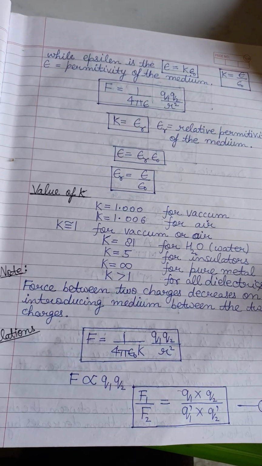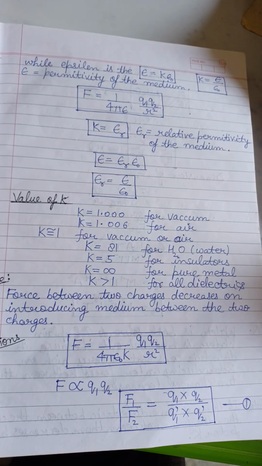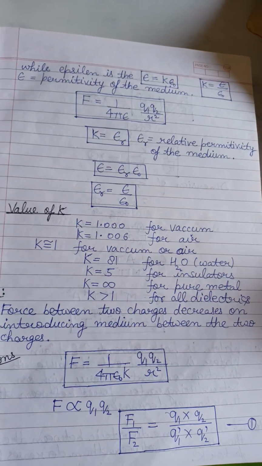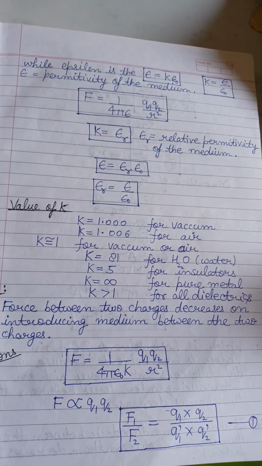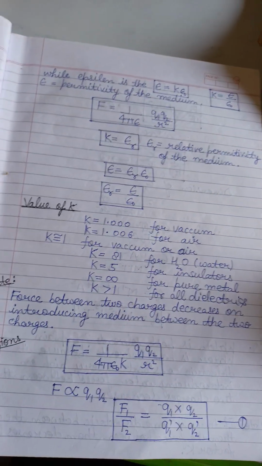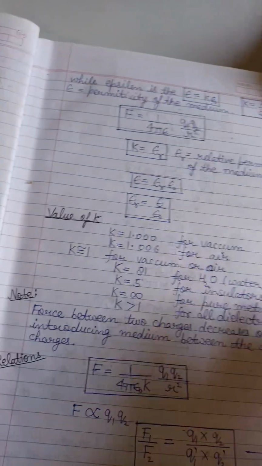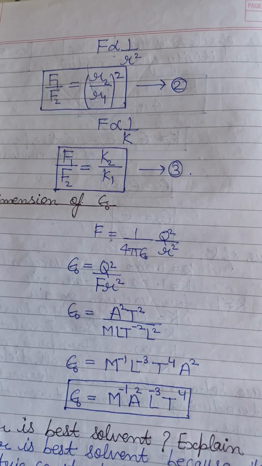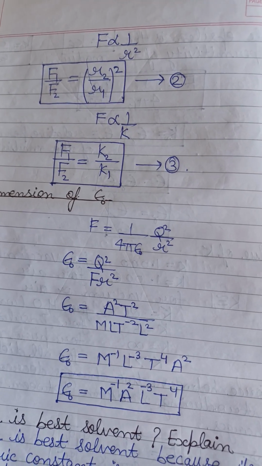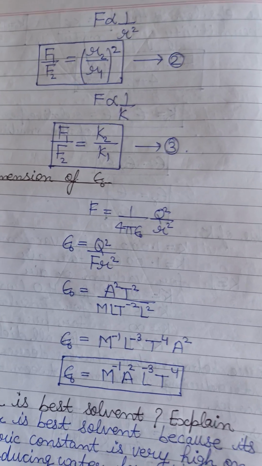Some relations which are very useful for solving numericals: F is equal to 1 upon 4 pi epsilon naught K q1 q2 by r square. By this formula, F is directly proportional to q1 into q2. So if we take the ratio f1 upon f2, then it is q1 into q2 upon q1 dash into q2 dash. F is inversely proportional to 1 upon r square, so f1 upon f2 is equal to r2 upon r1 whole square. F is inversely proportional to 1 upon K, so f1 upon f2 is equal to K2 upon K1.